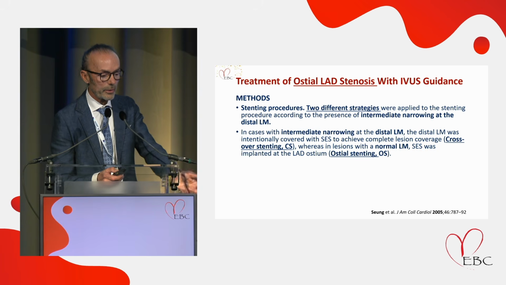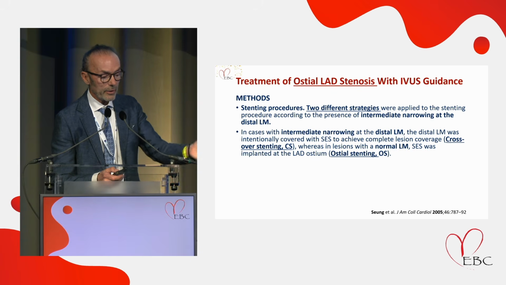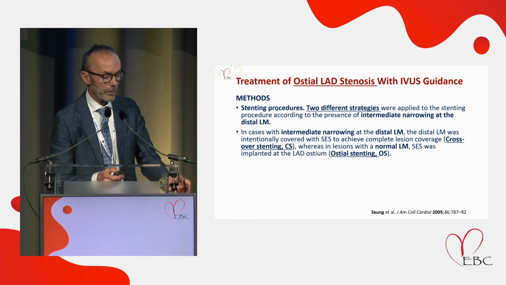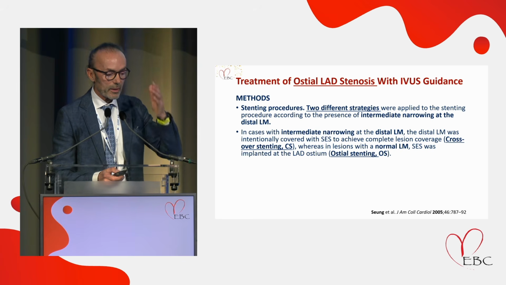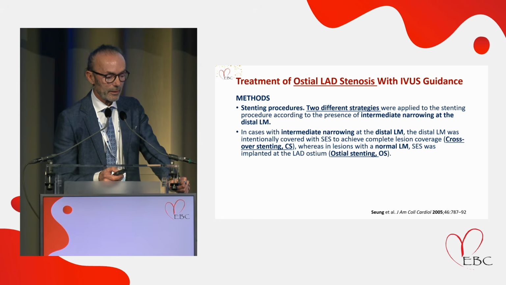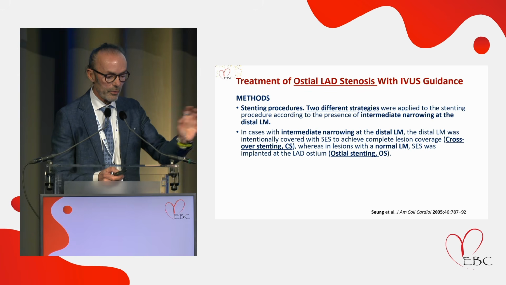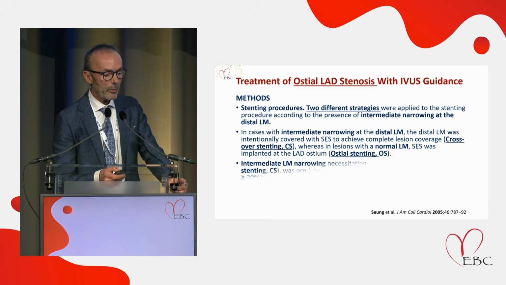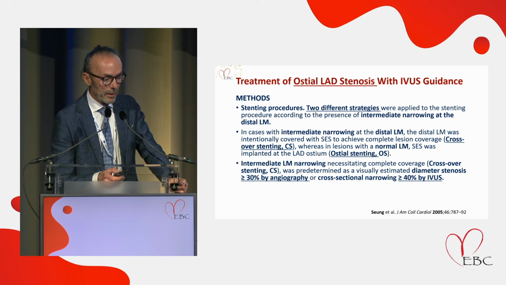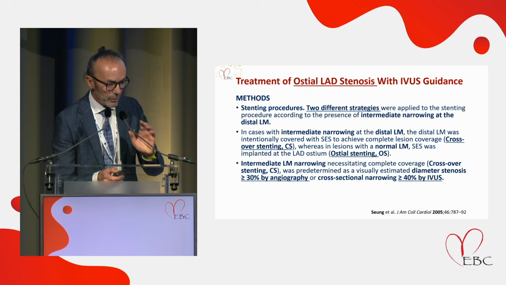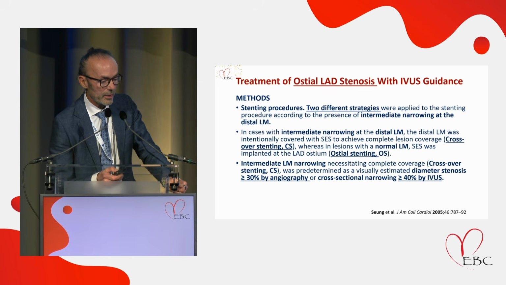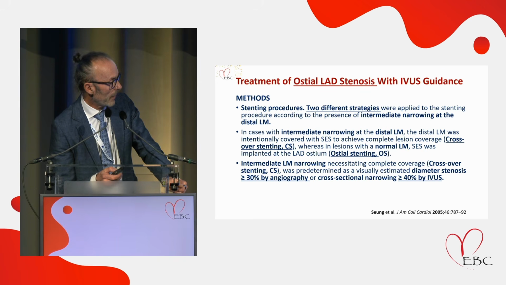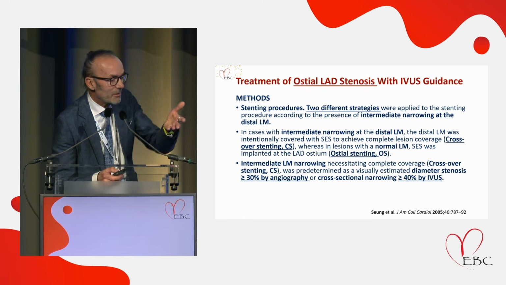Whereas in lesions with a normal left main, the drug-eluting stent was implanted at the LAD ostium. They called it ostial stenting. So 20 years ago, it was the distal left main. The difference in strategy was based on intermediate narrowing, and they defined intermediate narrowing as a diameter stenosis of more than 30% by angiography or more than 40% by IVUS cross-sectional area. So in the last 20 years, I did the same.